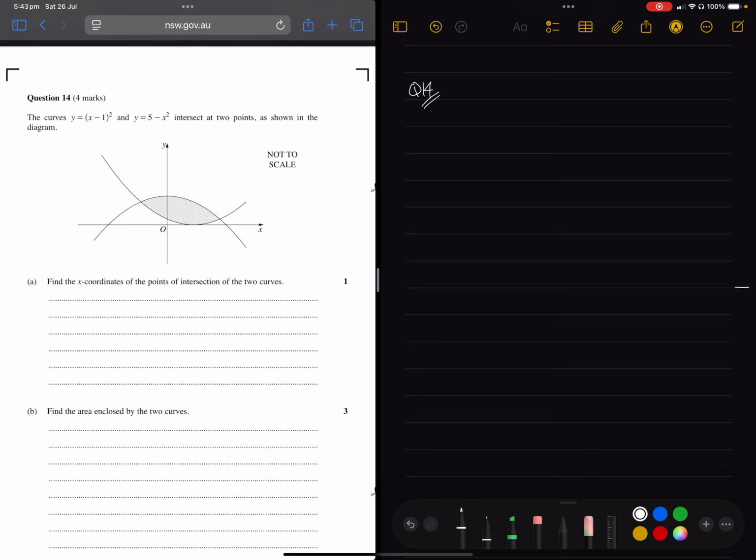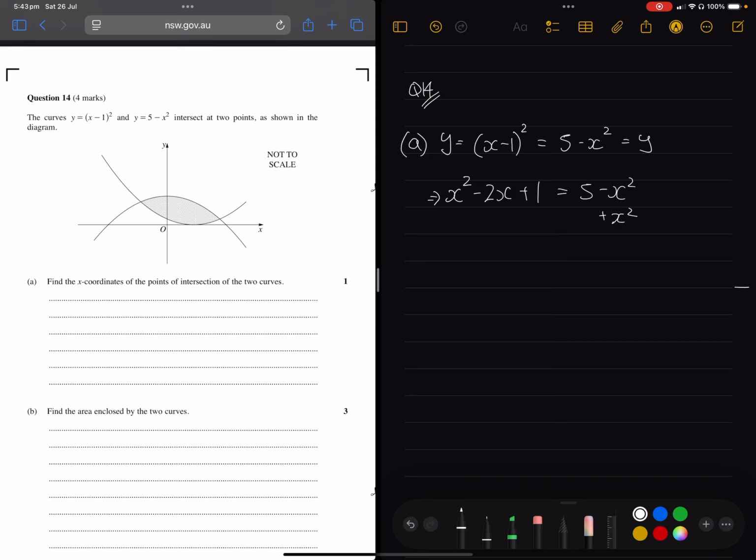All right, so for part A, we're going to set the functions equal to one another. So y equals (x minus 1) squared, which is equal to 5 minus x squared. It's equal to y. So we've got these equal. Expand the bracket, so we get x squared minus 2x plus 1 equals 5 minus x squared. This we now need to solve.